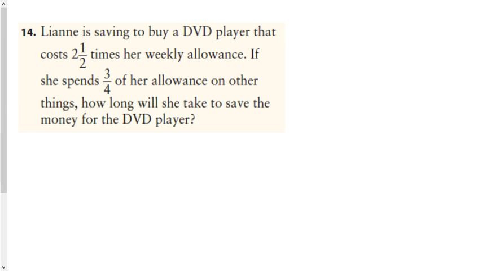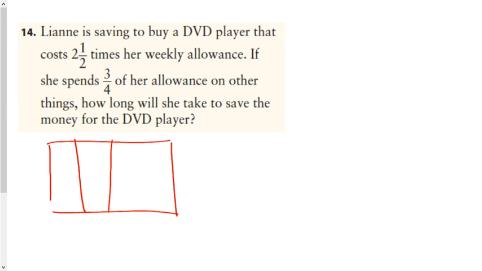Question 14 says Leanne is about to buy a DVD player that costs 2.5 times her weekly allowance. If she spends 3/4 of her allowance on other things every week, how long will it take her to save enough money for the DVD player? This is a really tricky question because there's actually a second part to it. If we think about this rectangle as being her allowance, then the yellow part is 3/4 of her allowance. What does she do with this yellow part? She spends it on stuff. What about this green part? She saves.